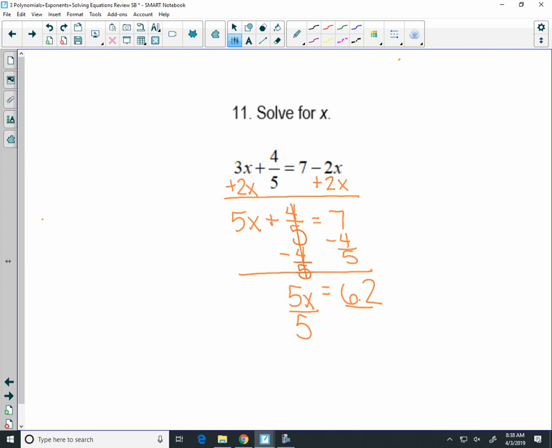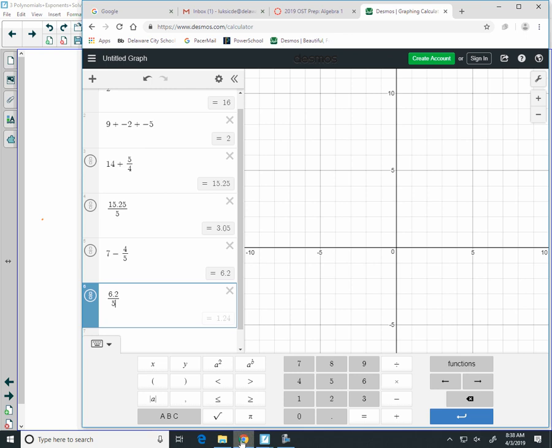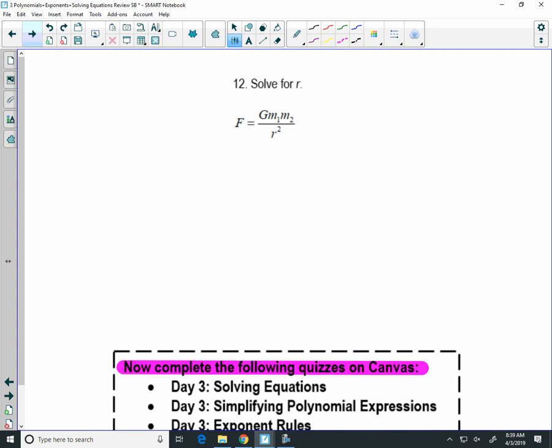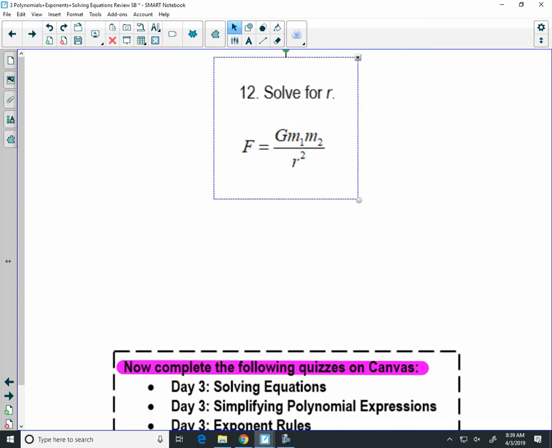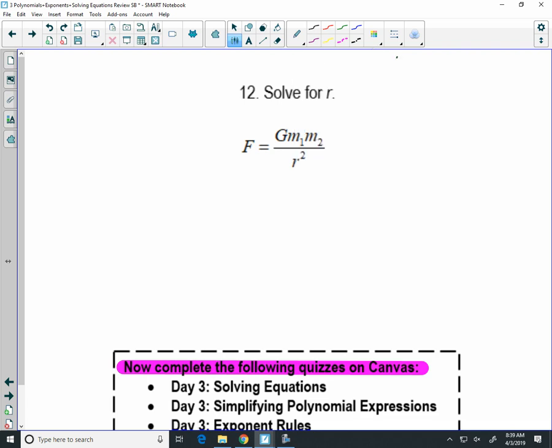Divide both sides by 5. So let Desmos do that heavy lifting for you with the fractions. Don't skip it. You know the steps. Let's go. Same thing when you have more than one variable. You know how to solve equations. Go with it. This is probably the most challenging solving equations problem that we've seen.